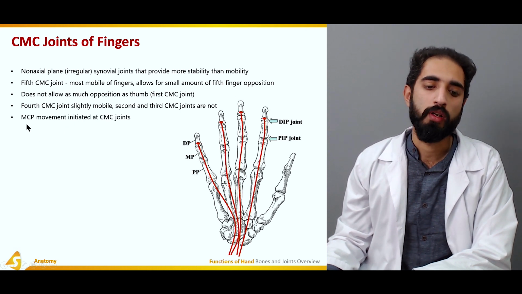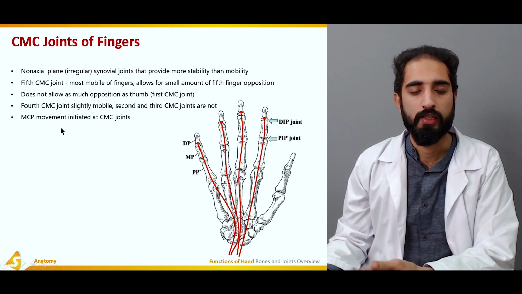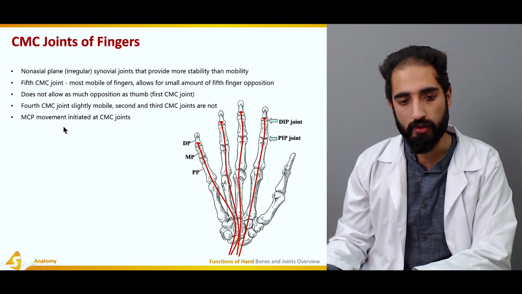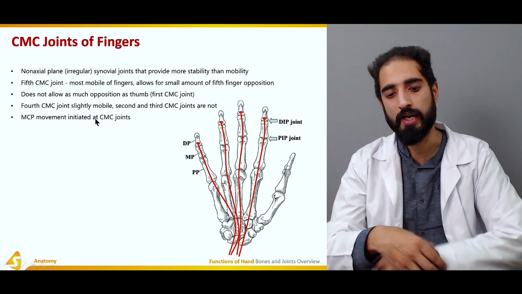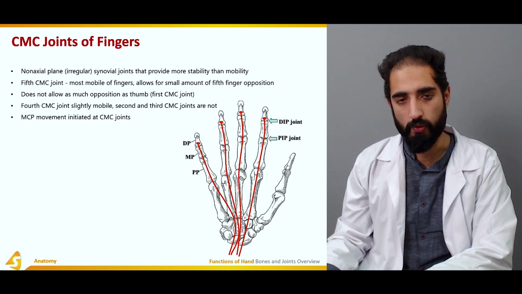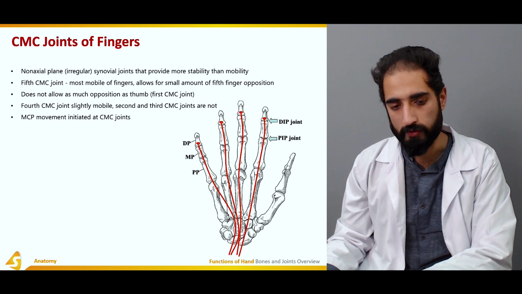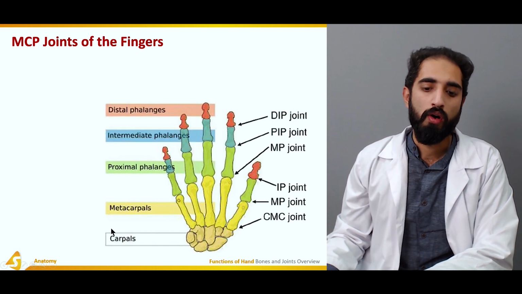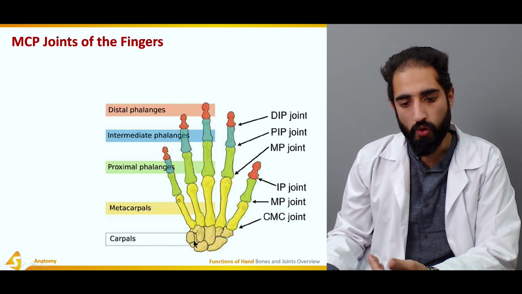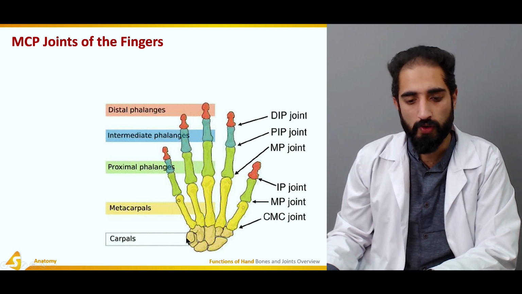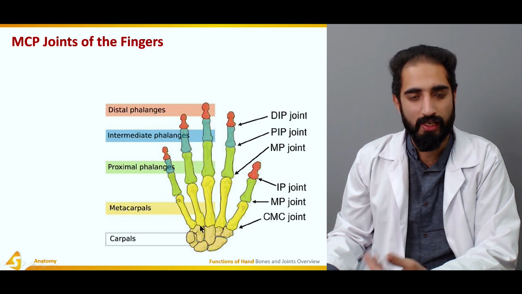When you talk about the metacarpophalangeal joint movement, it is initiated at the carpometacarpal joints, and that is why they are important, because they provide that base of support for that movement. Now, we have discussed the carpal bones. We have talked about the joints between the carpals and the metacarpals in terms of fingers, which are the carpometacarpal joints, and they are plane joints.